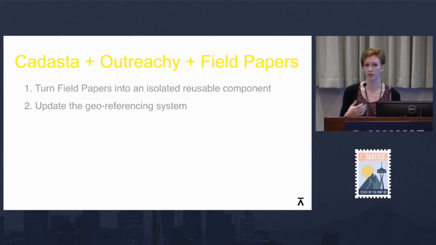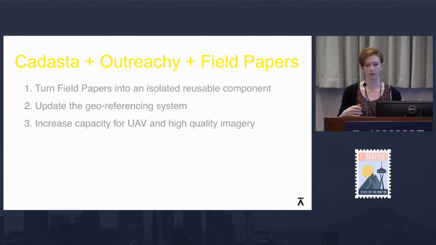We want to update the georeferencing system. So the dots are fine and they work, but with the advancements in image recognition software, we think we can take advantage of that, because currently if you fill in the dots or play connect the dots with the dots, they don't work and they cover up part of the map, which isn't super convenient.